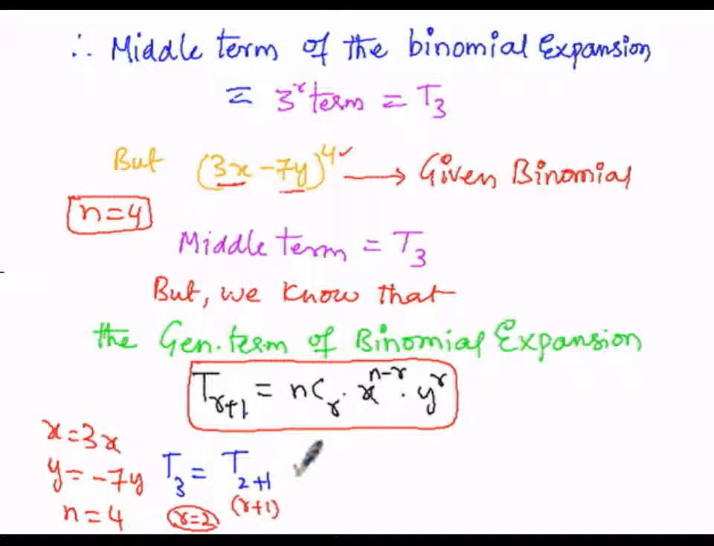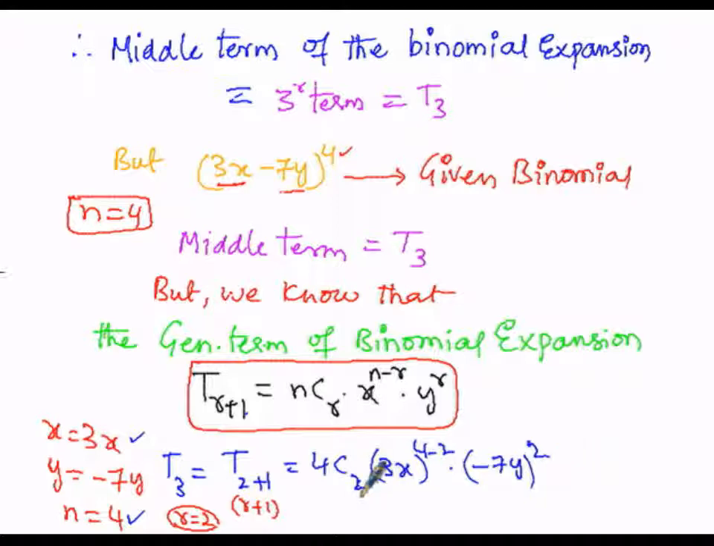So now that equals nCr, where the n value is 4, so 4C2, r equals 2, into the x value, that is (3x) whole to the power of n minus r. The n value is 4 and the r value is 2, that is 4 minus 2, into the y value, that is (minus 7y) whole to the power of r. So r is equal to 2 again.